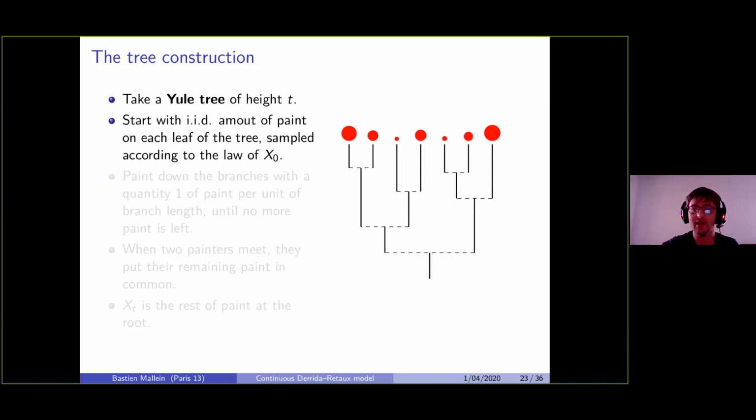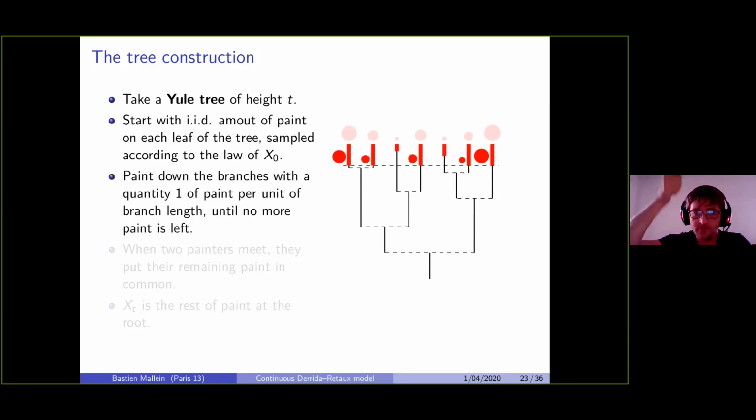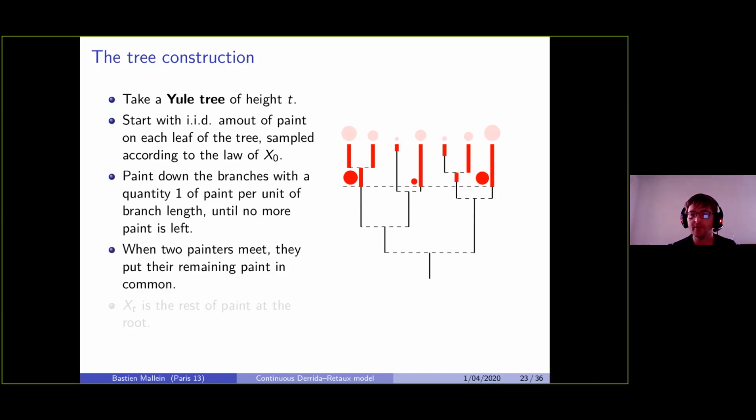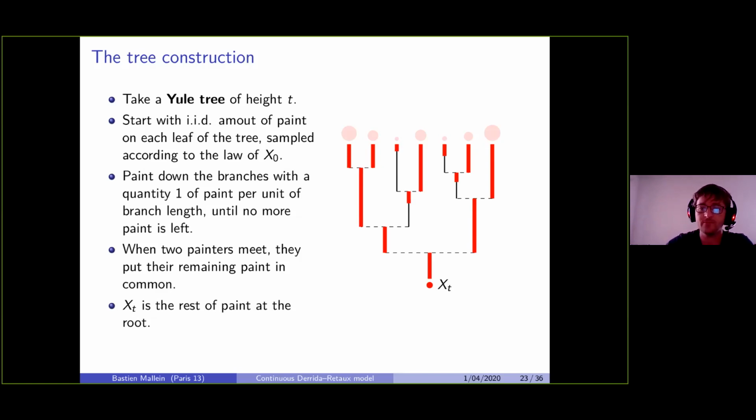At time 0, every painter starts from every leaf of the tree, and they paint down the branches of the tree, using 1 unit of paint per unit of length. When you have a branching time, the two painters put the remaining paint in common in one big pot, and they keep climbing down the tree. And so the quantity X_t is just the quantity of paint that remains at the root of the tree.